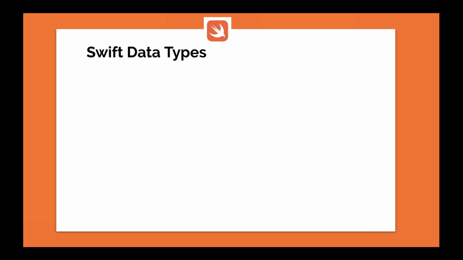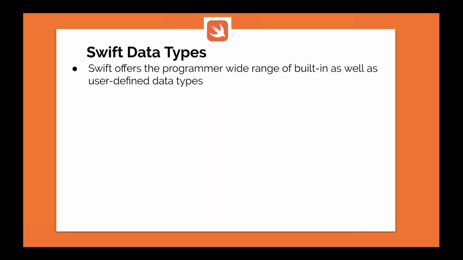Data type is nothing but something that indicates to the compiler what type of data I'm going to store in that particular variable, and it is going to support all the standard data types. Swift offers the programmer a wide range of built-in variables as well as user-defined types. So we have some specific types which are required for development. Apart from that, we have some basic data types.